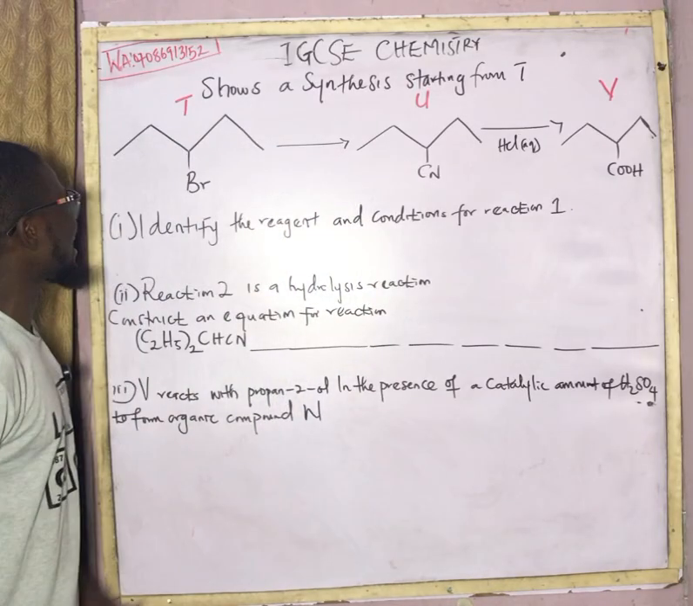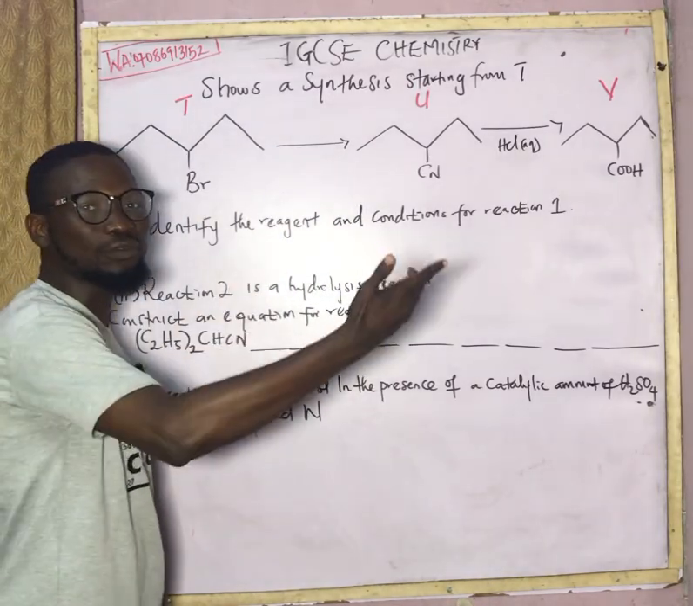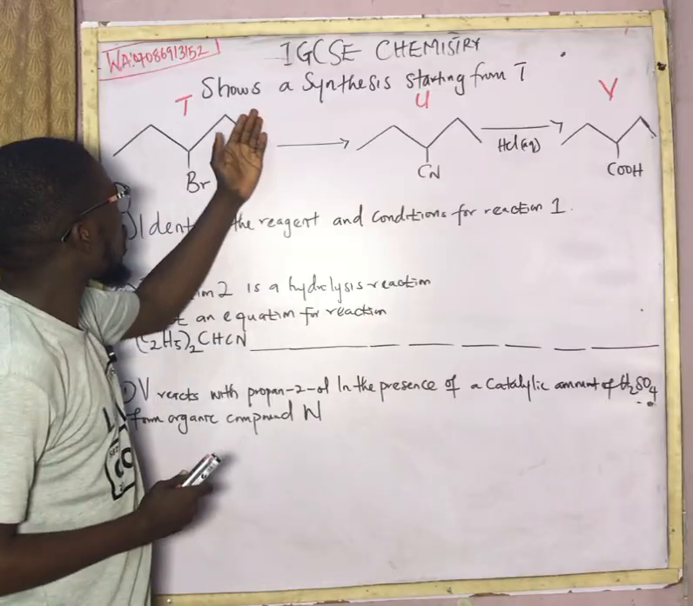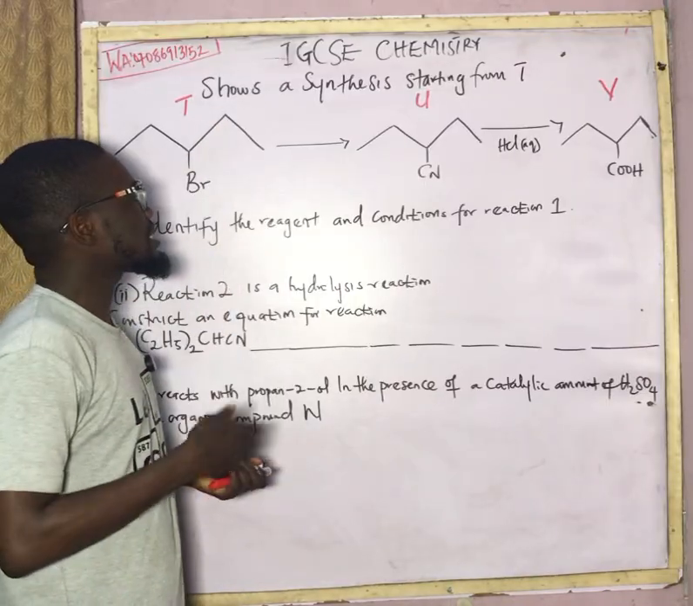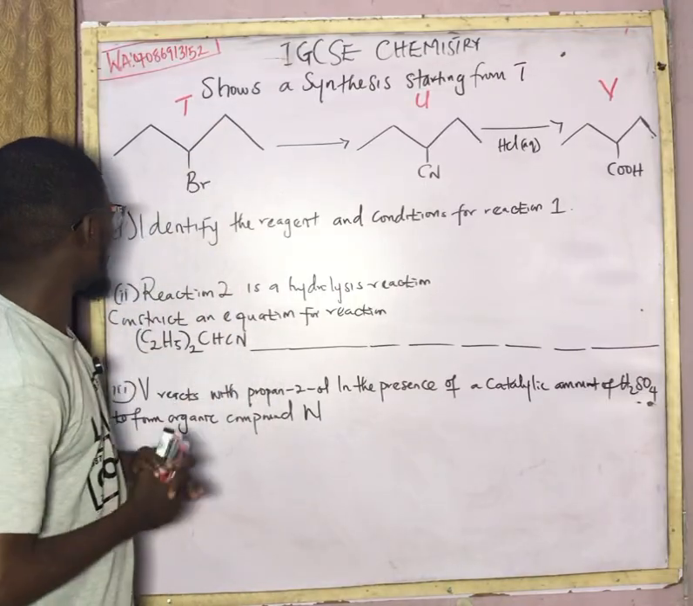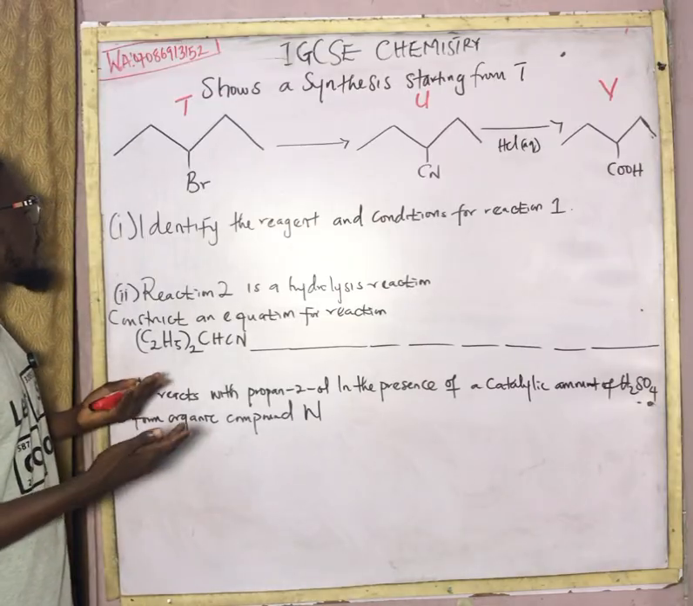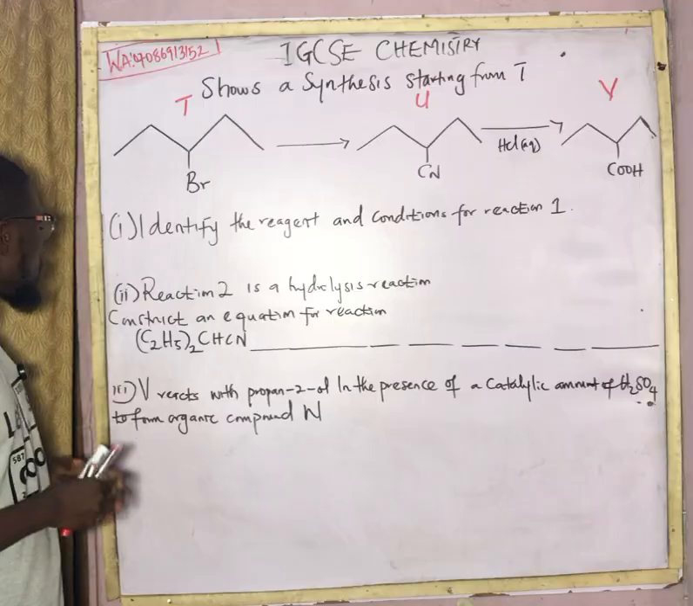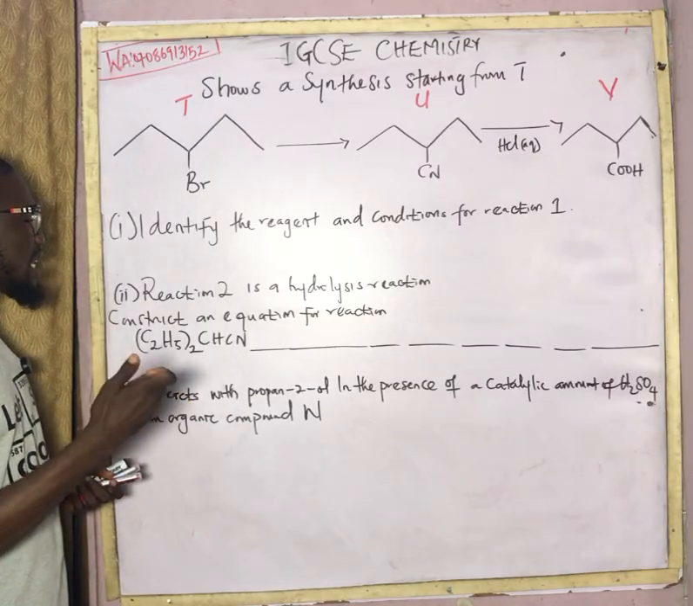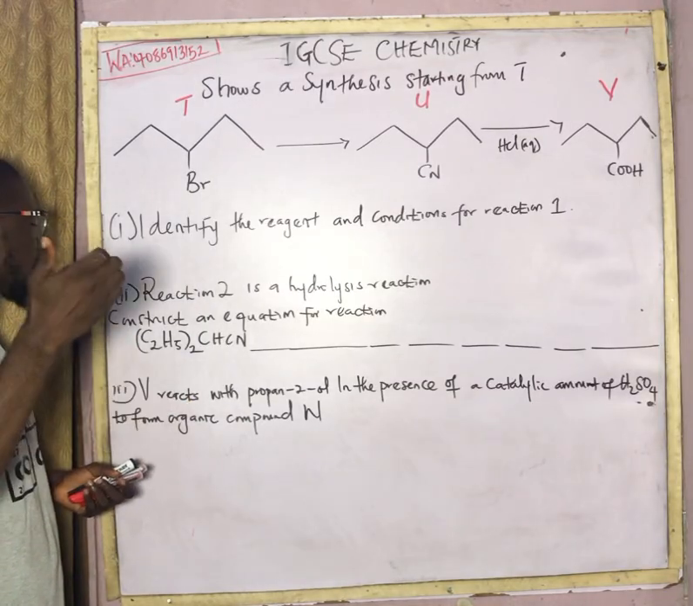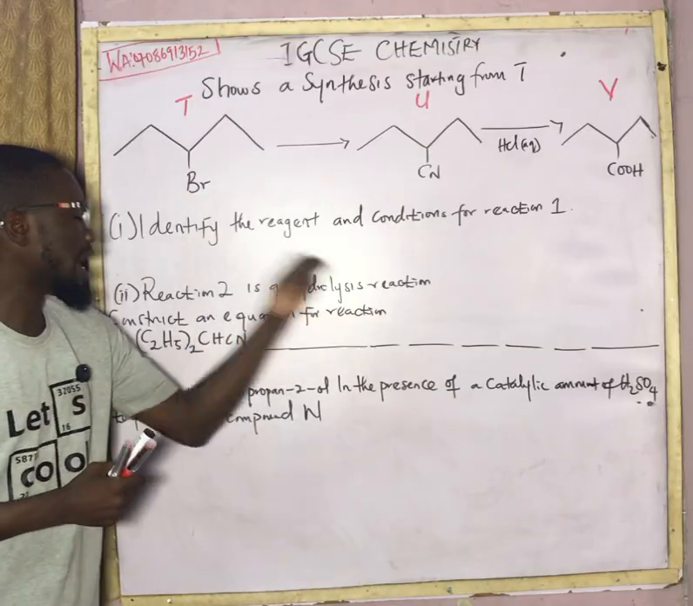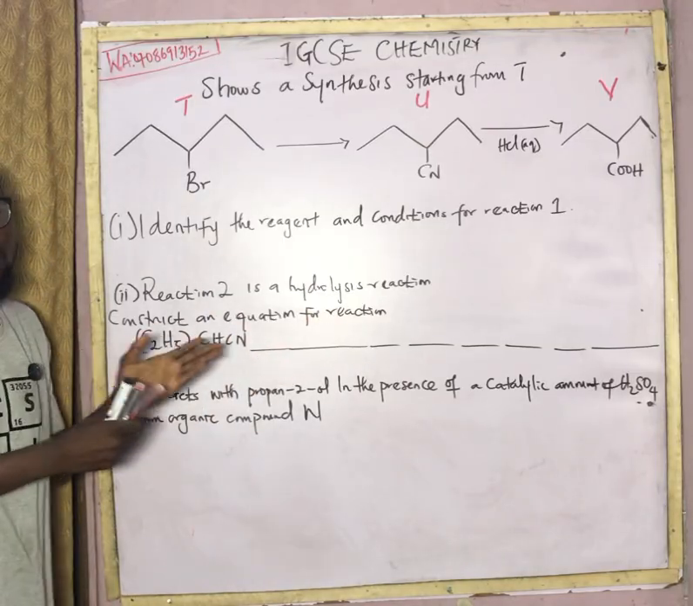Let's take a look at another question under A level or IGCSE chemistry. It shows a synthesis starting from P. Now, the question goes thus: identify the reagent and condition for reaction 1. Reaction 2 is a hydrolysis reaction. Construct an equation for the reaction. This is given from the reactant side.